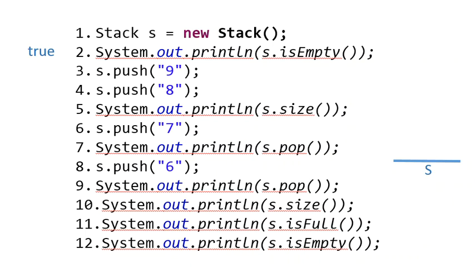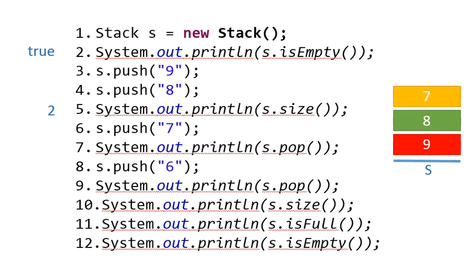The next line says that we're going to push 9 onto the stack. So there we go, we've pushed 9 onto the stack. Then we're going to push 8 onto the stack. We always add to the top, so you see 8 is added on top of 9. Then on line 5 it says that we need to find S.size. Well, it's 2 because there's 2 things in it. Then we're going to push a 7, so the 7 goes on top of the 8. And then the code asks us to pop. The thing that gets popped is the thing that's on the top. So that is 7.